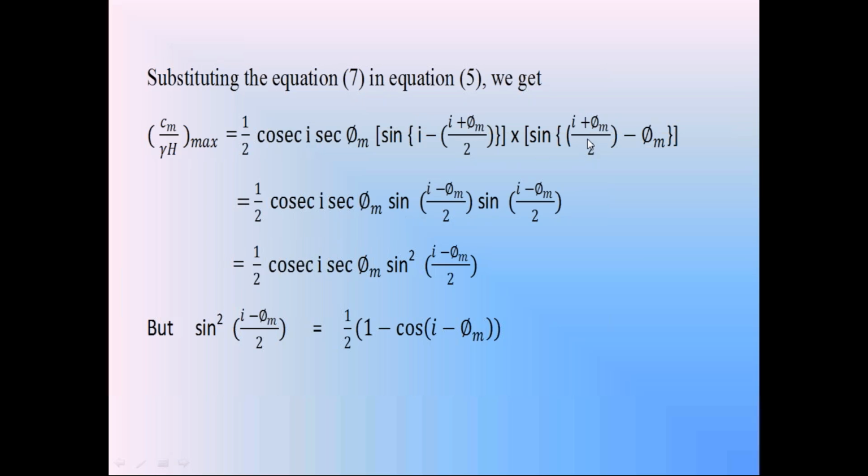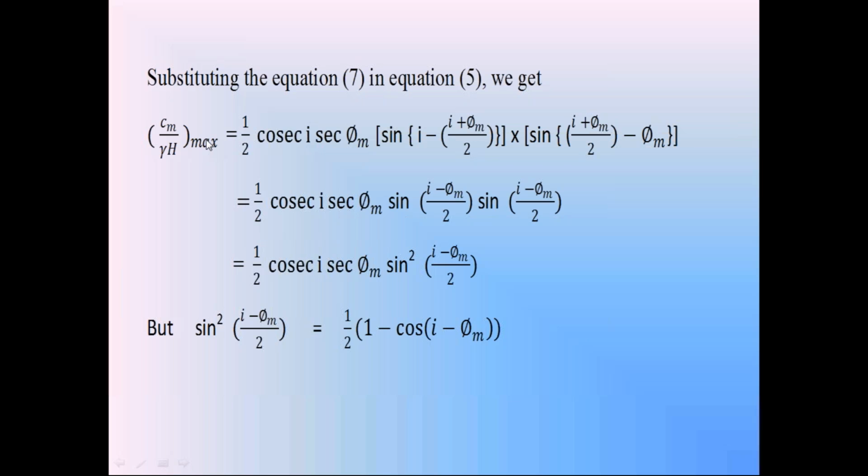And in the second term, take this 2 as LCM. It is i plus phi m minus 2 phi m by 2. So it is also (i minus phi m) by 2 in the second term. So check this simplification on the right hand side. In that simplification on the right hand side, you will get this final form.